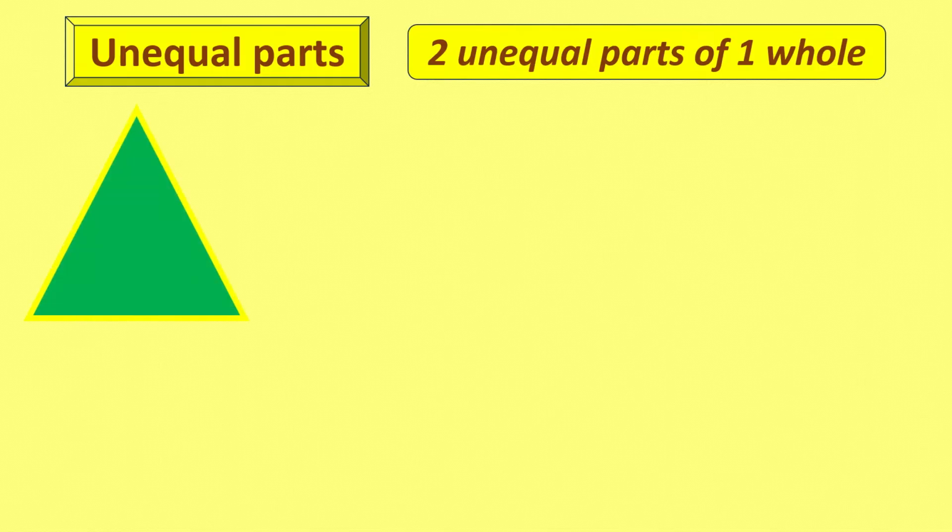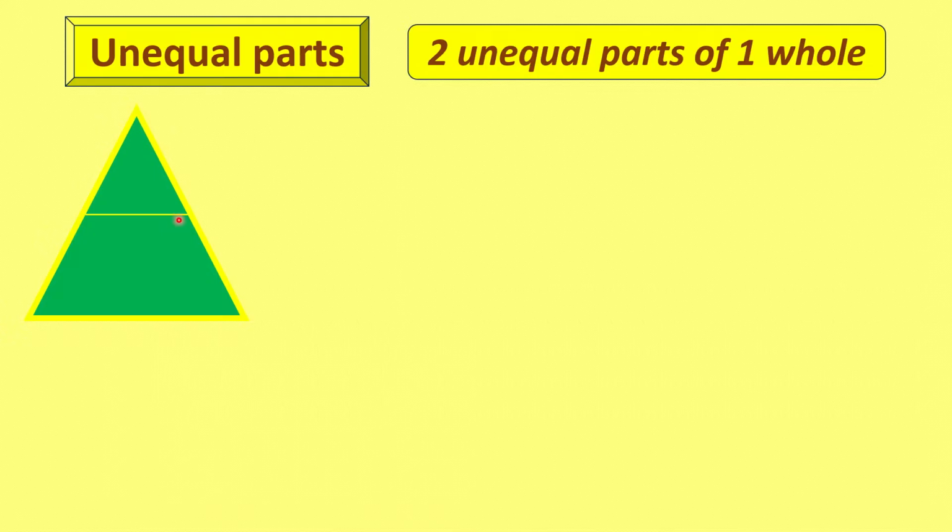Look at another image, which is our triangle. If we cut a triangle from anywhere, not from the middle, we just cut it anywhere, we again get two parts: the first part is the upper one and the second one is the lower one. But both parts are not the same in shape and size.